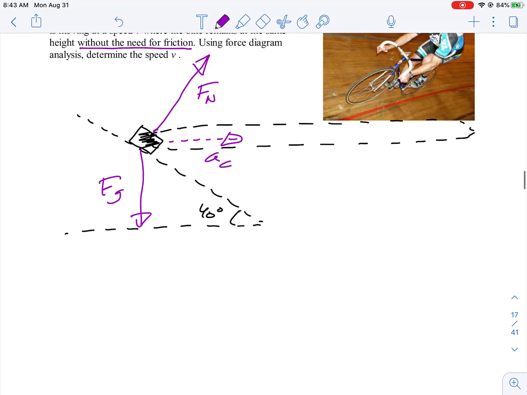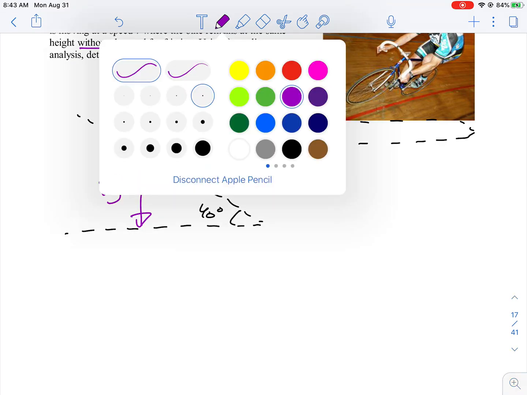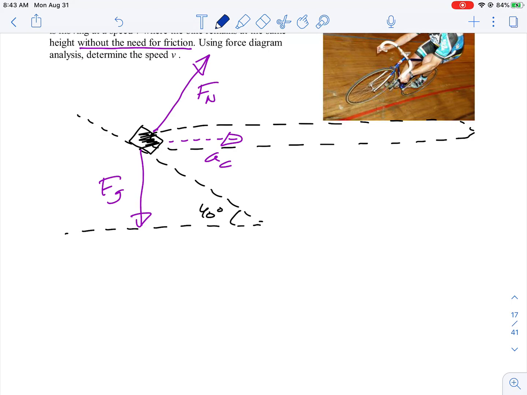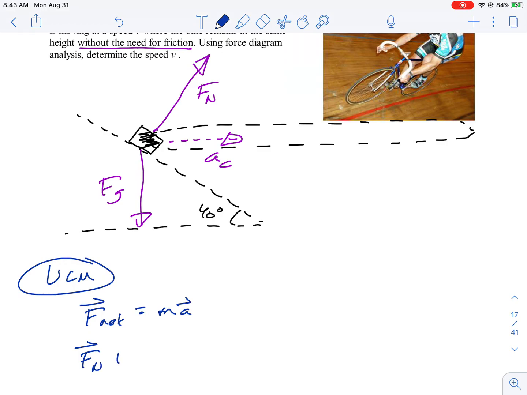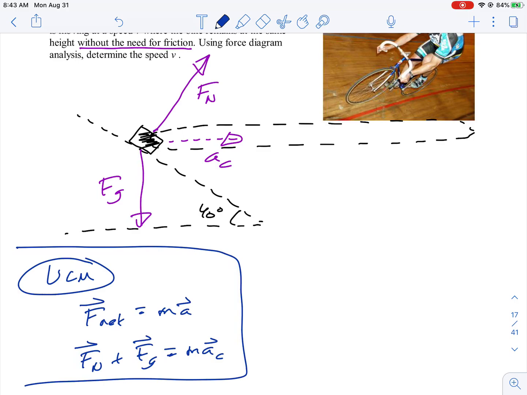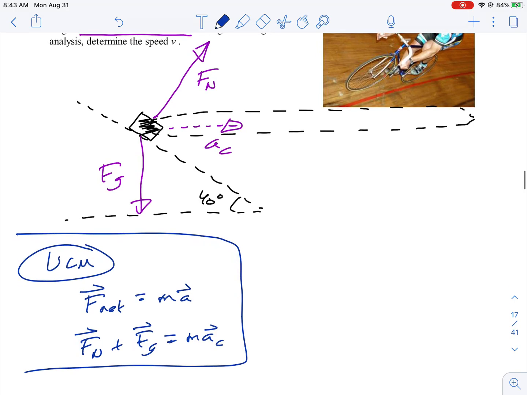Next thing I have to do is actually draw the triangle. And although you're not required to show this, I'm going to do it anyways. Here's the UCM. There's our Fnet equal to ma, and here's our FN plus FG equal to mAC. So we will not require this part, but I find it really helpful to help me draw this diagram.